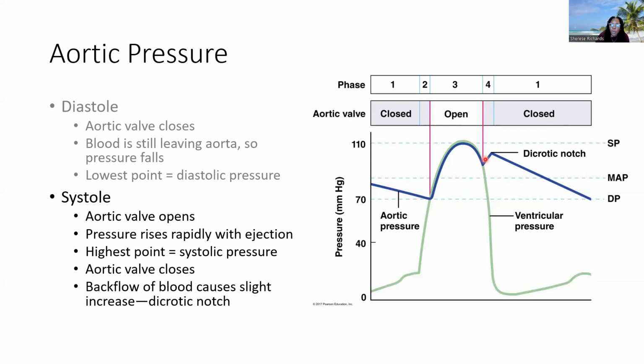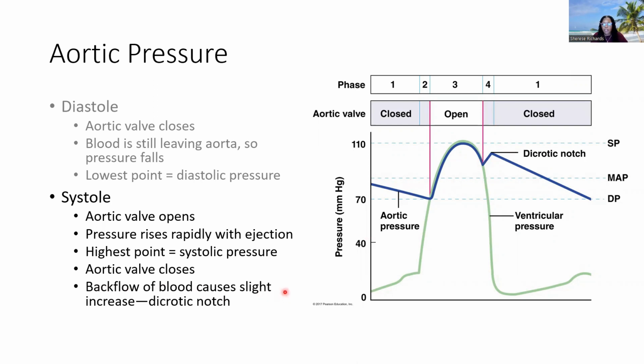The highest point that we measure during systole, right? So if you think about phase two to phase three, our highest aortic reading is referred to as our systolic pressure. Okay. At the end of that, we're going to have closing of the aortic valves, and then we're going to move into phase four, which is where we're going to lead into diastole.